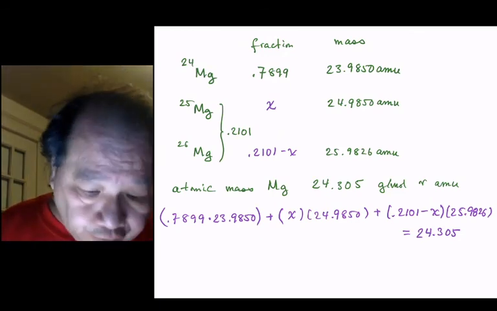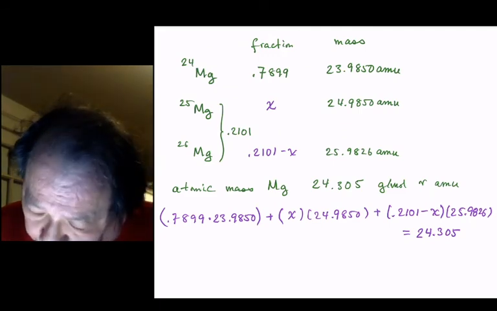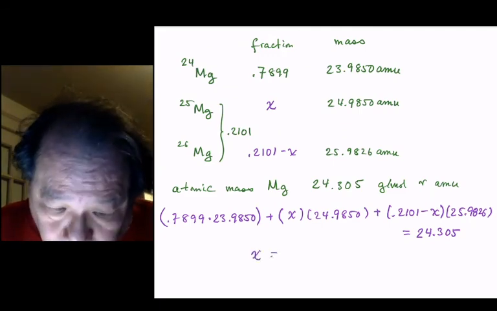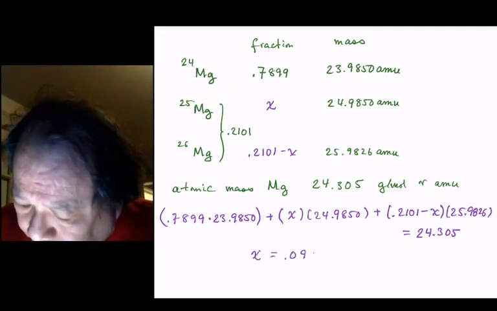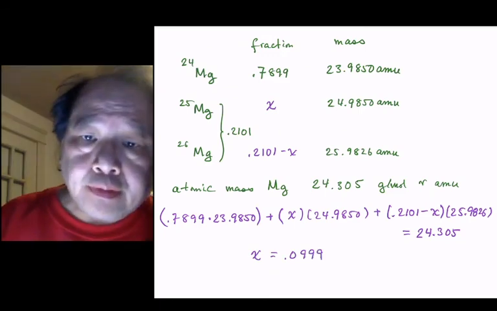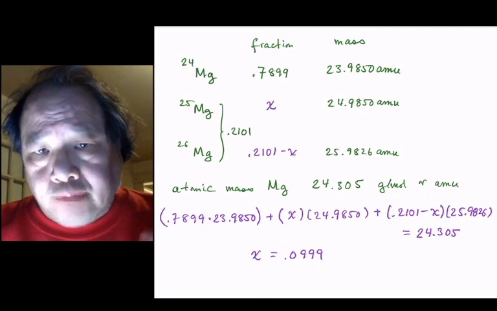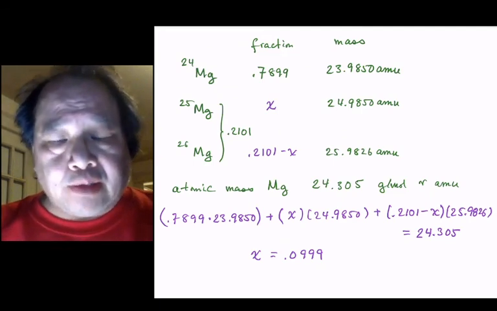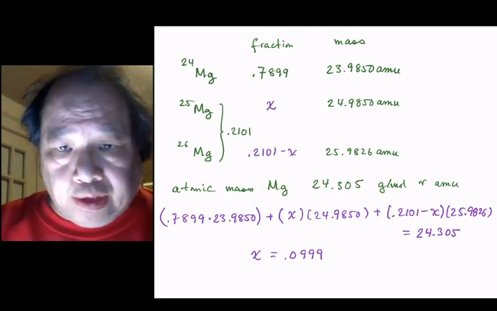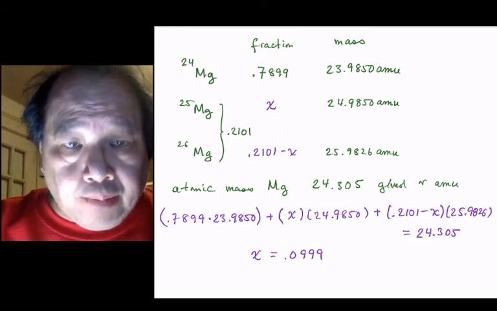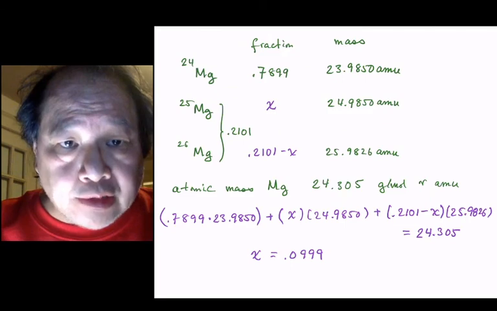This is an algebraic equation with one unknown x. We can solve for it, and if you do that, you'll discover that x is equal to 0.0999. And you'll be getting much harder versions, actually, eventually, by the time you get to the test, of these weighted average problems. But you'll always have the periodic table, which has the atomic mass of each element.